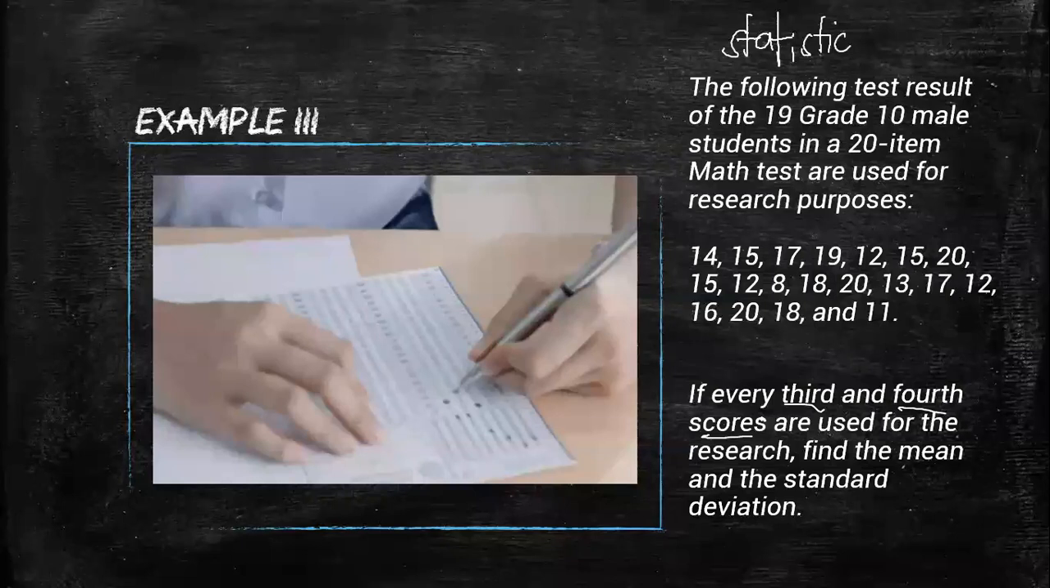So, sabi dito, every third and fourth scores lang ang kukunin out of the 19 scores na binigay ng grade 10 male student in a 20-item quiz or test sa math. So kung every third and every fourth scores lang, hindi natin kukunin lahat sa population. Instead, yung mga data na makukuha natin is yung sample lang.